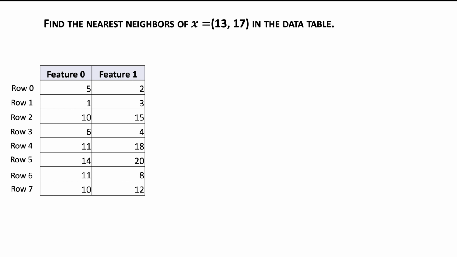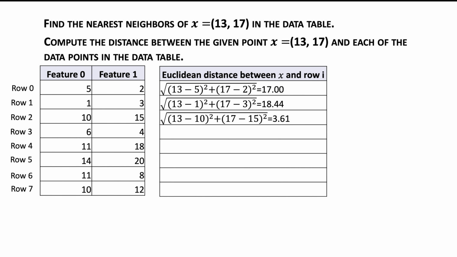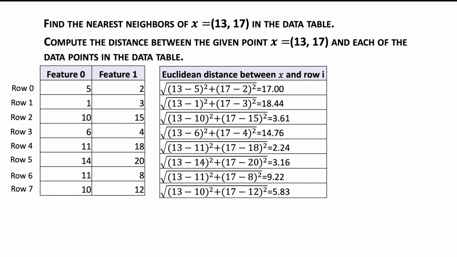To compute the k nearest neighbors of the given point x, 13, 17, we first compute the Euclidean distance between x and every row in the data. The row or the data point that has the smallest distance is the first nearest neighbor. The data point with the second smallest distance is the second nearest neighbor. When k is equal to 4, we select the rows for the first, second, third, and fourth nearest neighbors in ascending order of the computed distance with x.